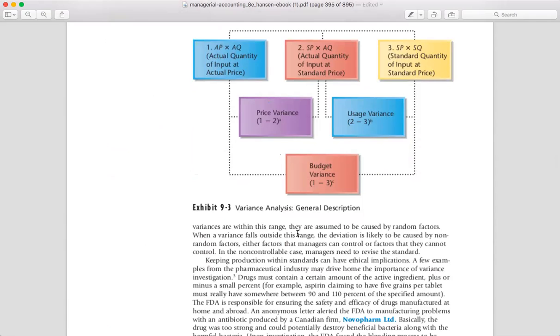So when the variances are within this range, they are assumed to be caused by random factors. When the variance falls outside this range, there is probably a deviation that is likely to be caused by non-random factors.